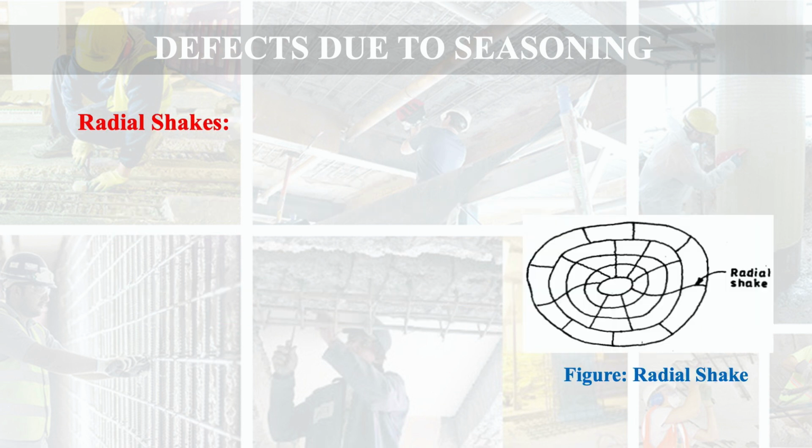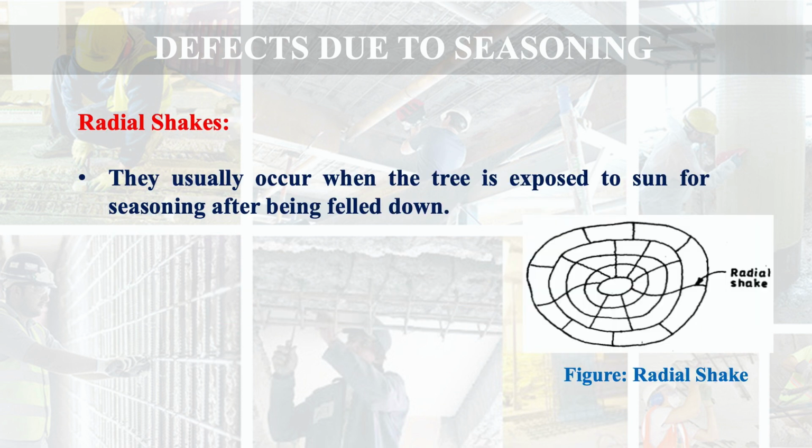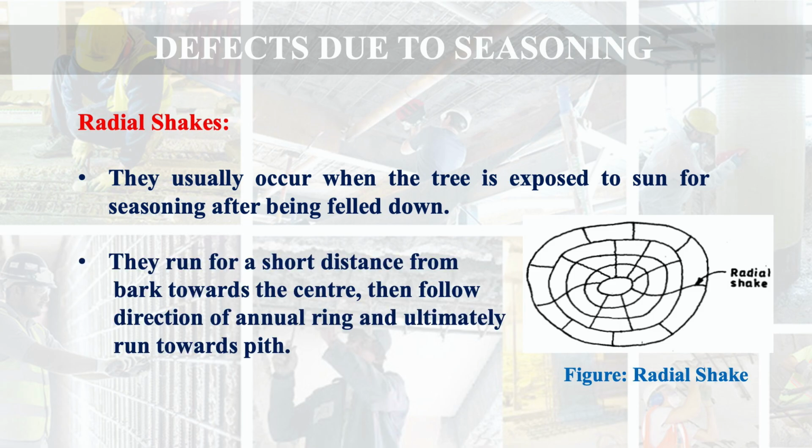Next is radial shakes. These shakes usually occur when the tree is exposed to sun for seasoning after being felled down. They run for a short distance from bark towards the center and then follow direction of annual rings and ultimately run towards pith. So in this figure you can see the radial shakes.